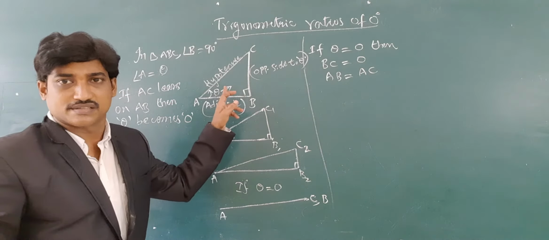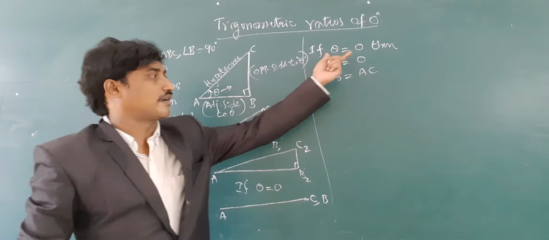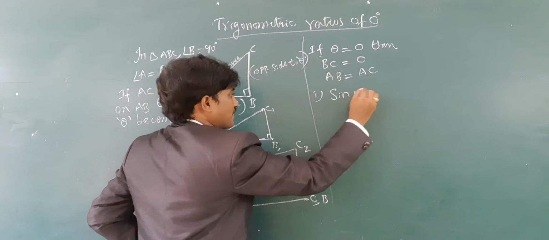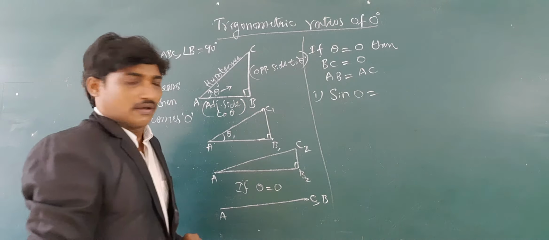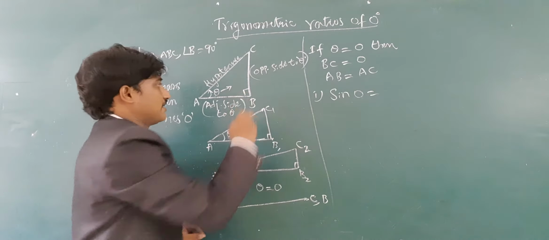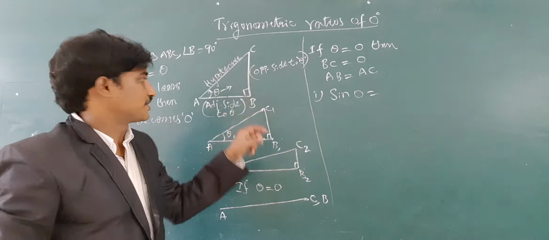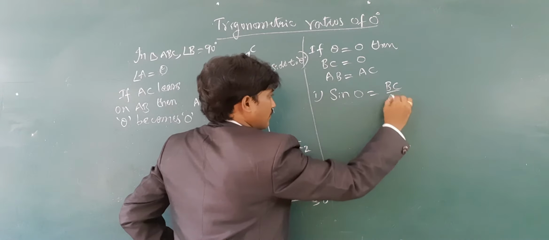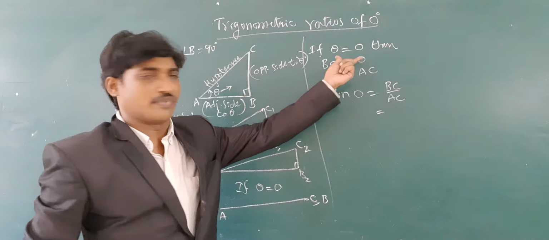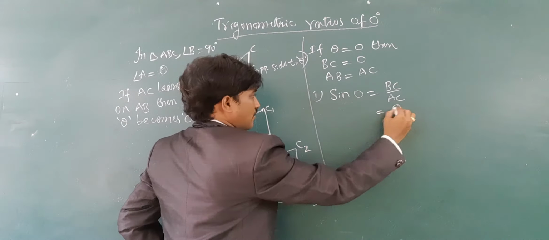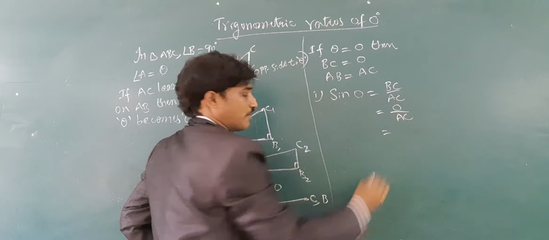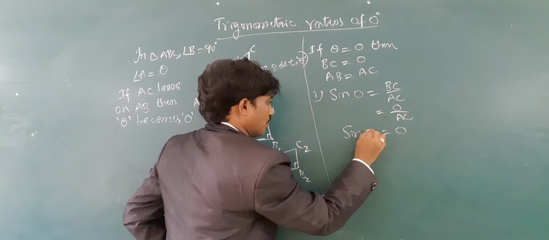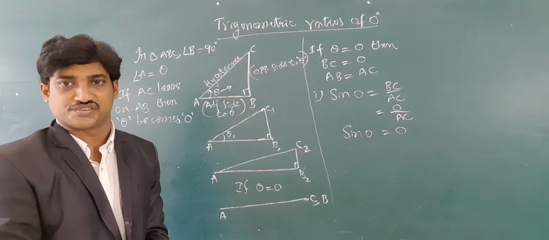Let us write sine theta values when theta is 0. First of all, sine 0. Sine theta is nothing but opposite side to theta by hypotenuse, that is BC by AC. Here BC became 0 units by AC. 0 by AC is 0. So sine 0 is 0. Sine 0 degree is 0.